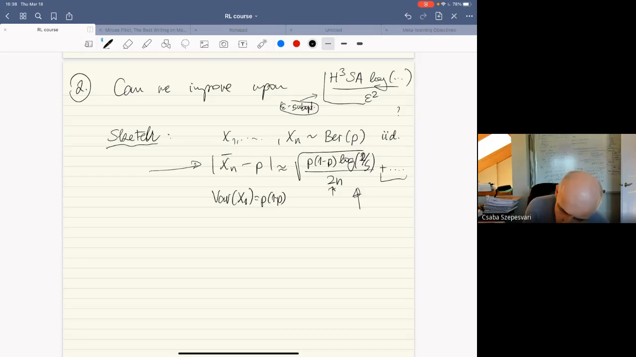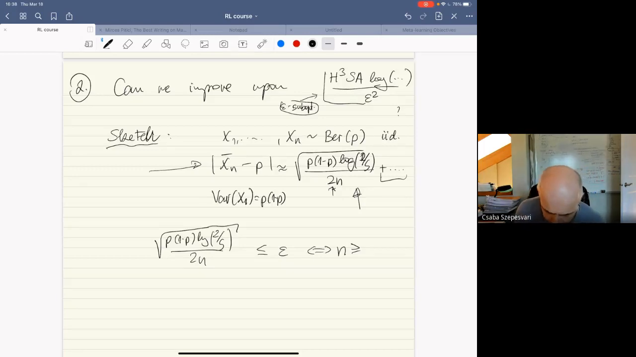And so now we need to check how long it takes for us to ensure that this interval is smaller than or equal to epsilon. So inverting this gives you that this is bigger than p times 1 minus p log 2 over zeta over epsilon squared. So we kind of see where the epsilon squared is coming from. If we could do better than this 1 over epsilon squared, maybe we could estimate the mean of a Bernoulli random variable much better than what is reasonable.